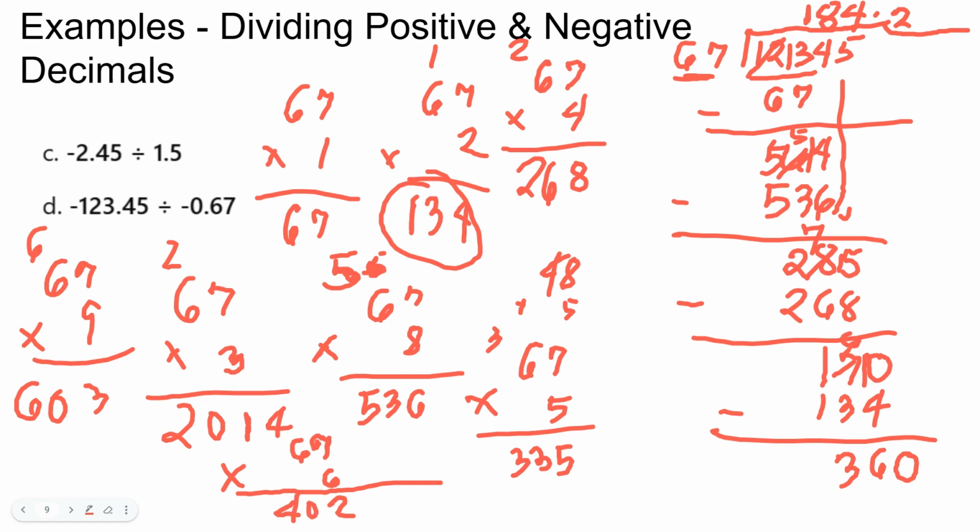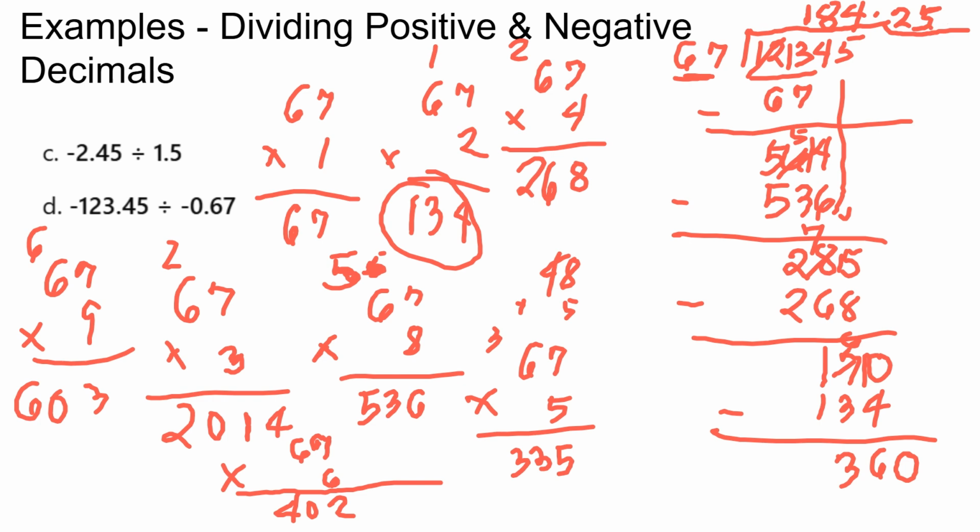So as you can see, between 67 times 5, which gave us an answer of 335, and 67 times 6, which has an answer of 402, 402 had already exceeded 360, right? So therefore, the answer would be 5.